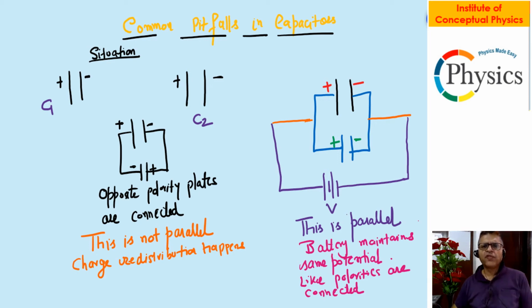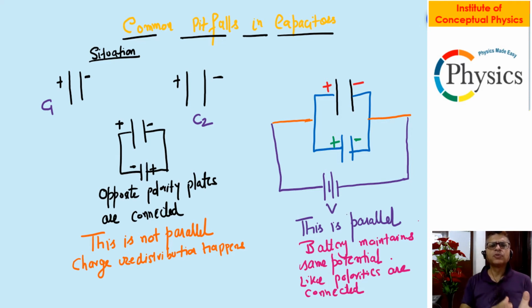So, very interesting topic on capacitor. If you've been doing capacitor for some time now, one of the common mistakes that happens in this very conceptual problem is that two capacitors are connected with opposite polarities. And the question is, what is the new charge on the system?